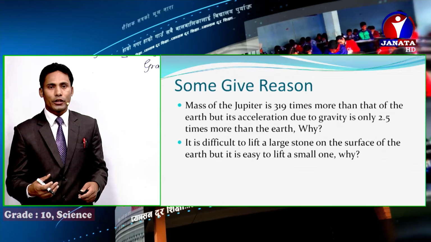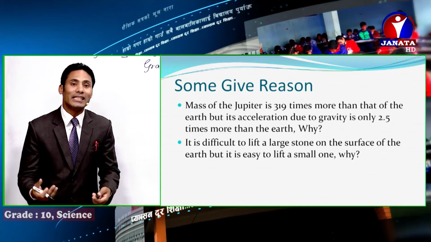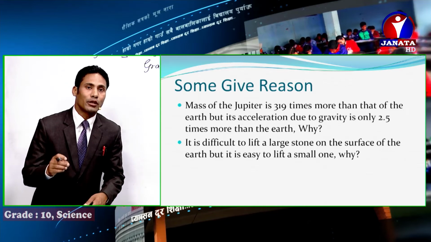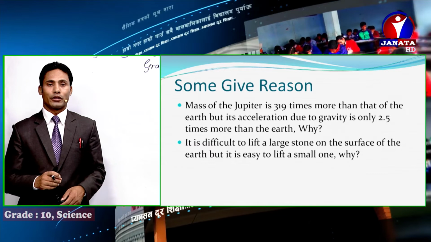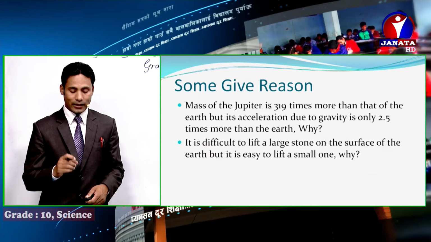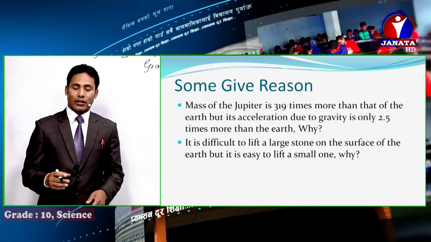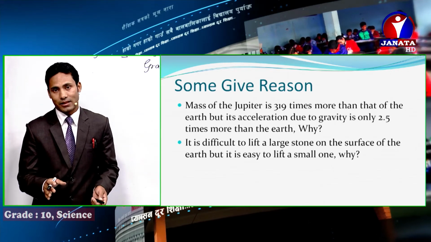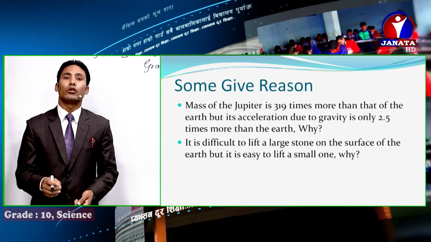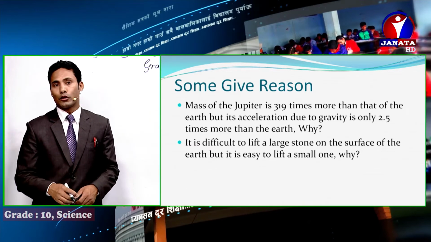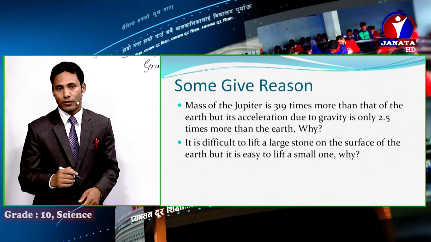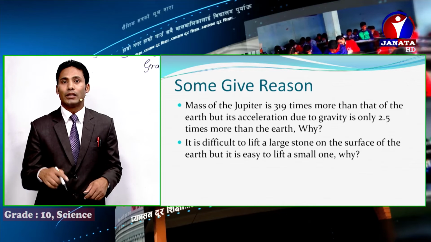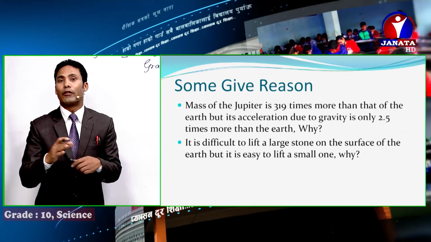Why? The question is, mass is 319 times more, but the acceleration is only 2.5 times greater than the acceleration due to gravity of the Earth. Why? That is the question. Now, the acceleration due to gravity is directly proportional to the mass. But it is also inversely proportional to the square of the distance, or the radius.